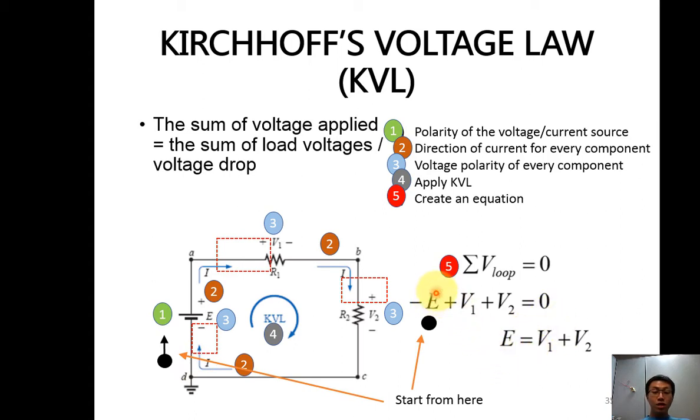So I move the E, and then I rewrite the equation. E will become V1 plus V2. So this is how we create an equation of the voltage, Kirchhoff voltage law, where the summation of all the voltages in the loop will become 0.